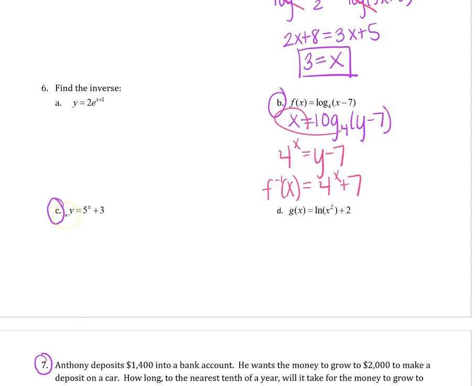Okay, now at letter C, again we switch x and y. Isolate the exponential. So x minus 3 is equal to 5 to the y. Now I'm going to rewrite this in terms of a log. The base is going to stay the base. So log base 5. Now you got to think it's got to be 5 to the y, so this must equal y of x minus 3. 5 to the y equals x minus 3, so that makes sense. Now I won't leave it as y, I'll leave it as f inverse. And then that'll be our inverse.